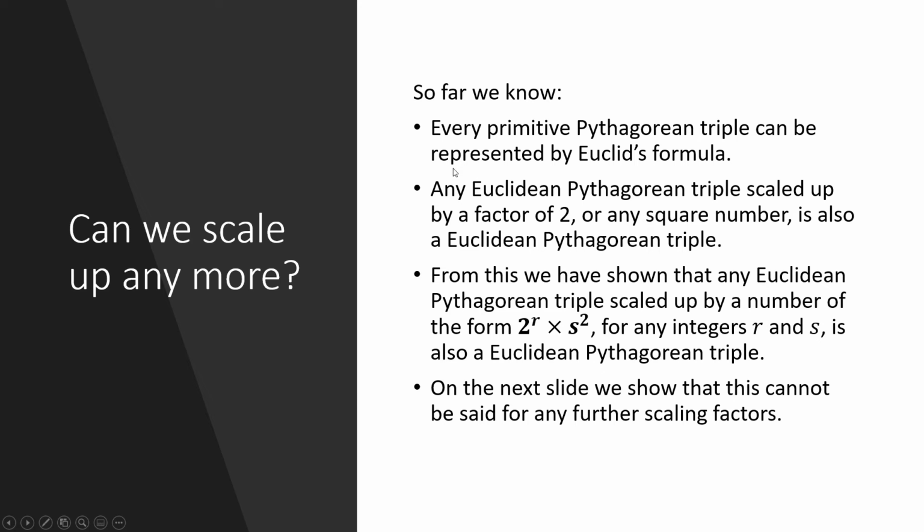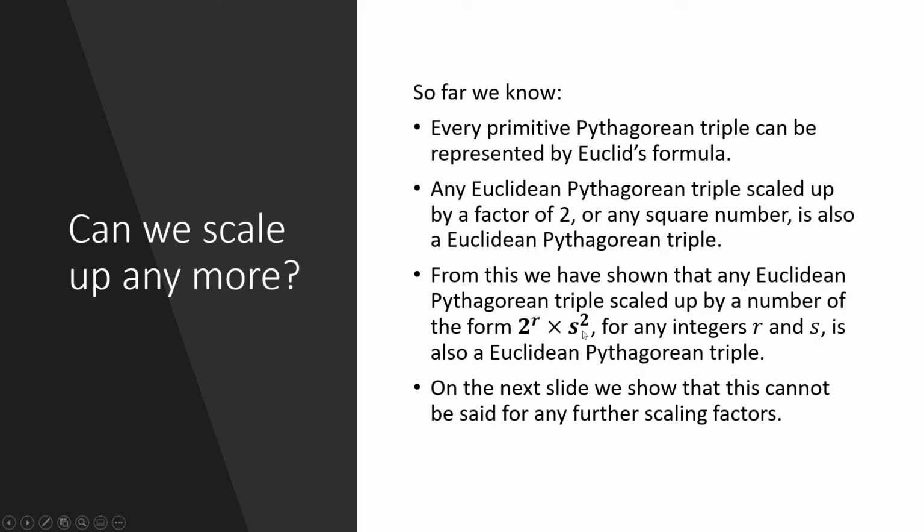So a recap on what we know. Every primitive Pythagorean triple can be represented by Euclid's formula. That proof, again, I got off Wikipedia. I'll put a link to it in the video description below, so you can look that up for yourself if you like. Any Euclidean Pythagorean triple can be scaled up by a factor of 2 or any square number. So I've said I can scale up by a factor of 2 as many times as I like. Any square number, odd or even, but it's just the odd part that we're really bothered about because we can have as many factors of 2 here.